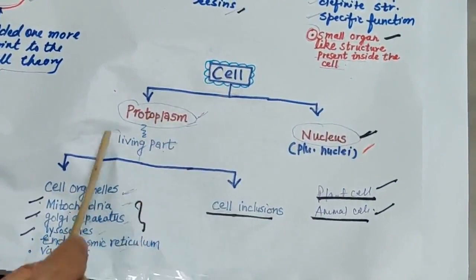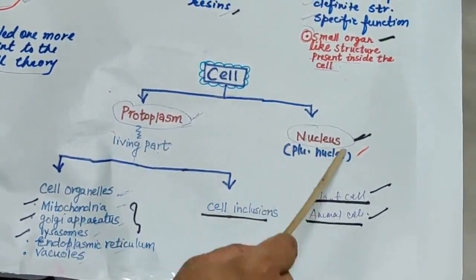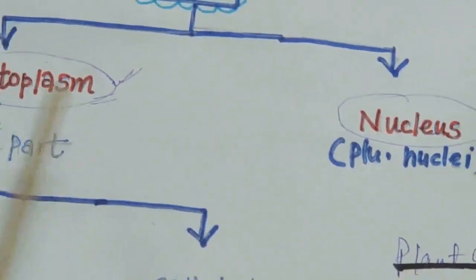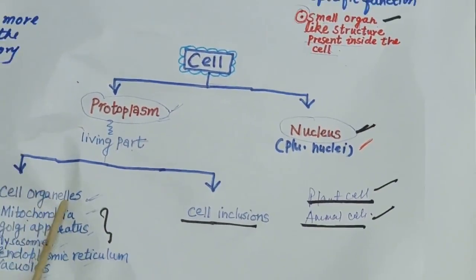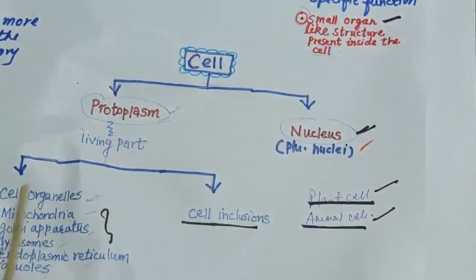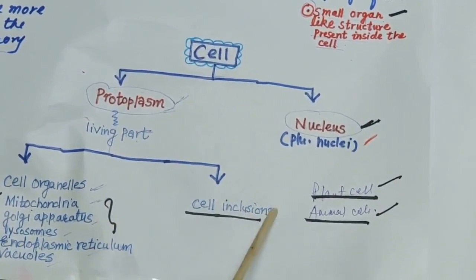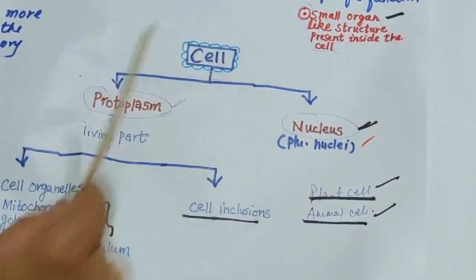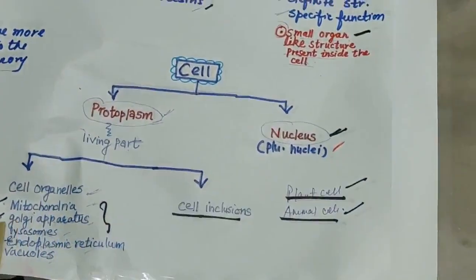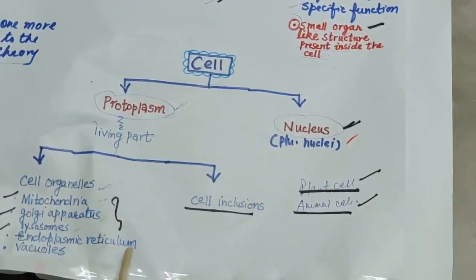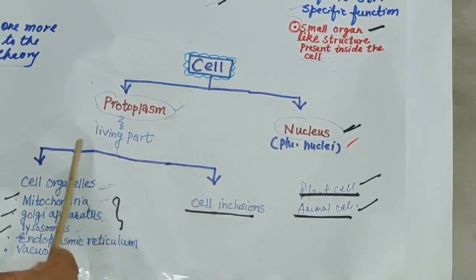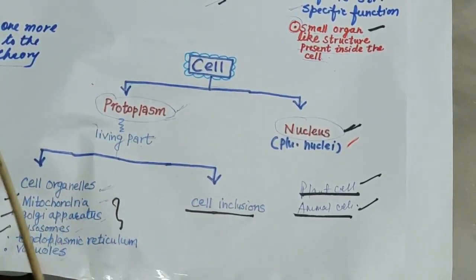Now, protoplasm is a living part. Even the nucleus is a living part. Again, the protoplasm is divided into cell organelles, which is a living part, as I have discussed, and cell inclusion, which is a non-living part. Now, cell organelles like mitochondria, Golgi apparatus, lysosomes, endoplasmic reticulum, vacuoles, there are many, which I am going to discuss part by part.